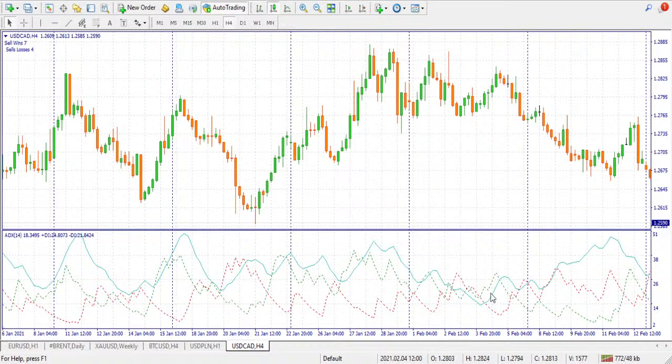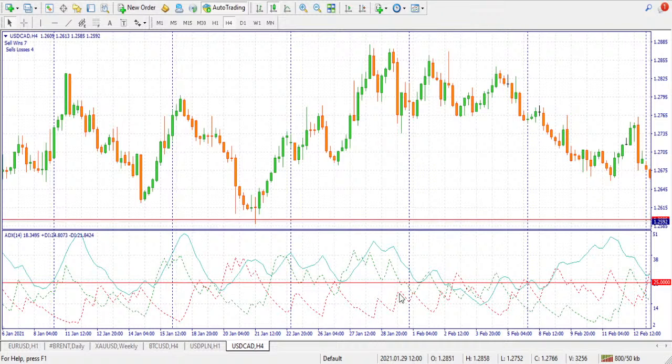The first thing you have to do to understand this clearly is draw a horizontal line at level 25.0. So when you have this line, this is how you interpret it. Anytime the green line is above the red line, that means we are in an active uptrend. And what confirms if that trend is strong or not is this blue line.